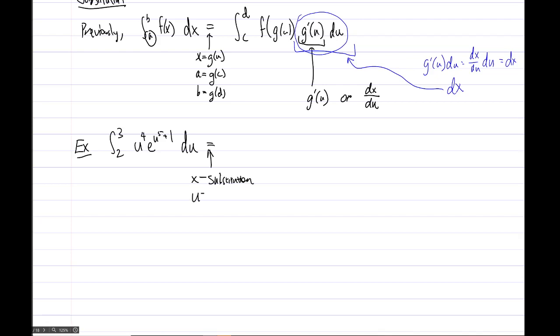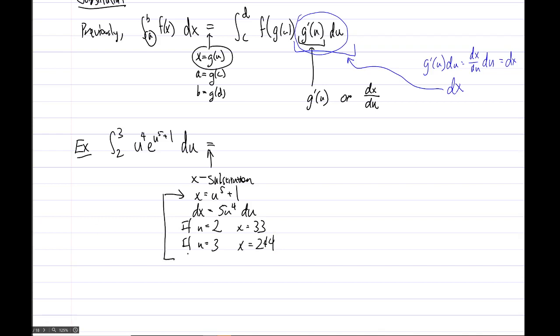We'll go ahead and do what you would expect here. That x would equal u to the fifth plus 1, and then dx equals 5u to the fourth du. And if u is equal to 2, then x is going to equal 33. We won't go through all the, 2 to the fifth plus 1. And if u is equal to 3, then x is equal to 244. Just to match up our notations with the generic example up there, we're just going to point out that here g of u is equal to u to the fifth plus 1.